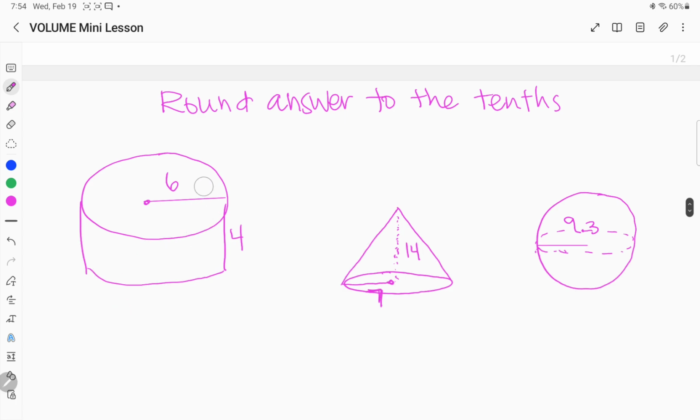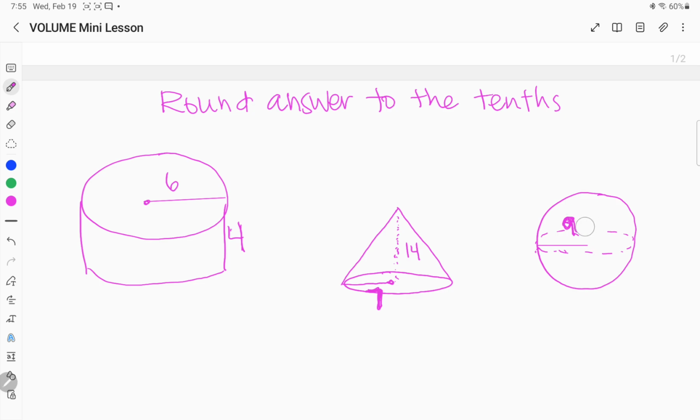So here's my cylinder. Here, so I have dimensions of 6 and 4. Whoops, I didn't mean to erase that. Here's my cone with a radius of 7, a height of 14. And here is my sphere, and this is 9.3, which is my radius on that one too.